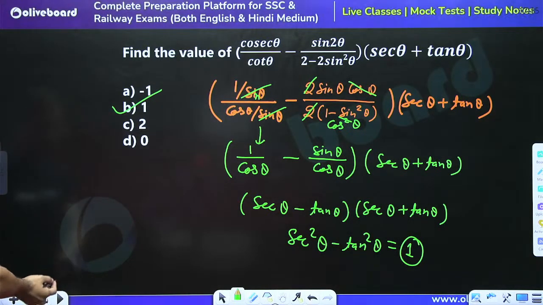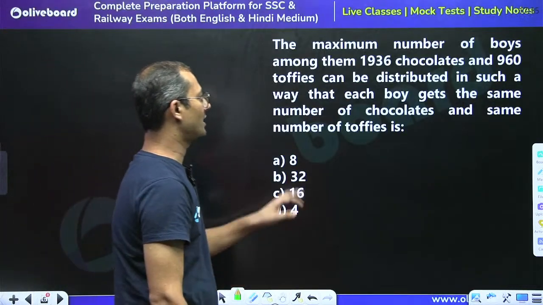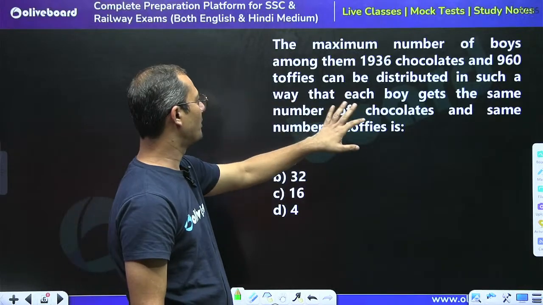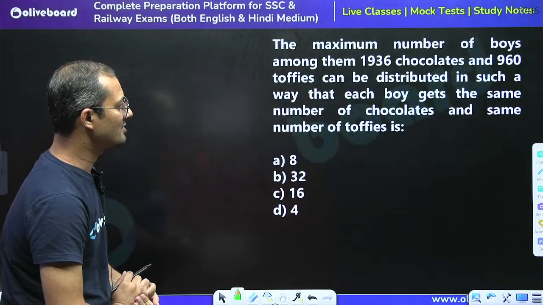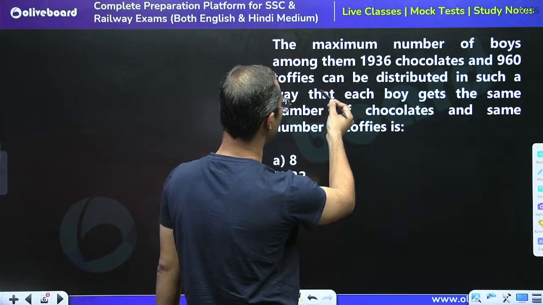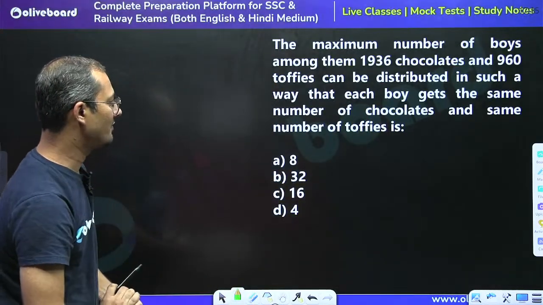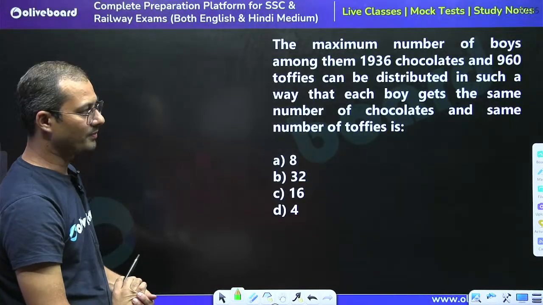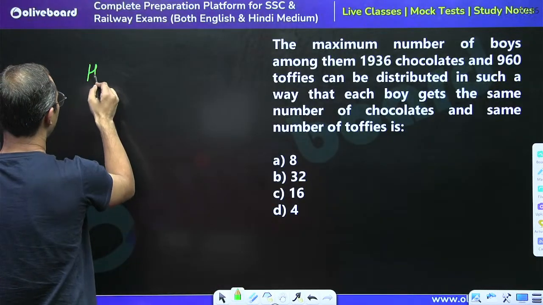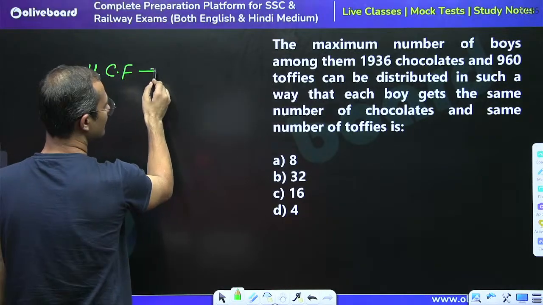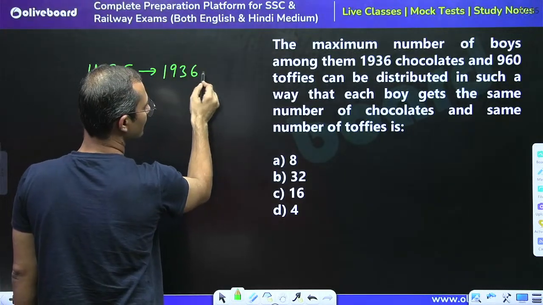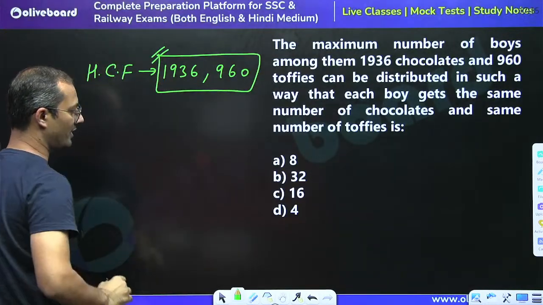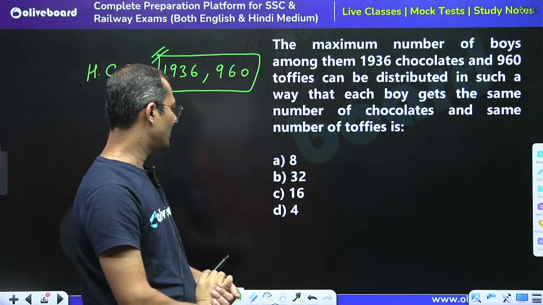Okay. So moving to next question. Tell me what is the answer of this question. The question is saying the maximum number of boys among whom 1936 chocolates and 960 toffees can be distributed in such a way that each boy gets the same number of chocolates and the same number of toffees. So we have to calculate the HCF of 1936 and 960.